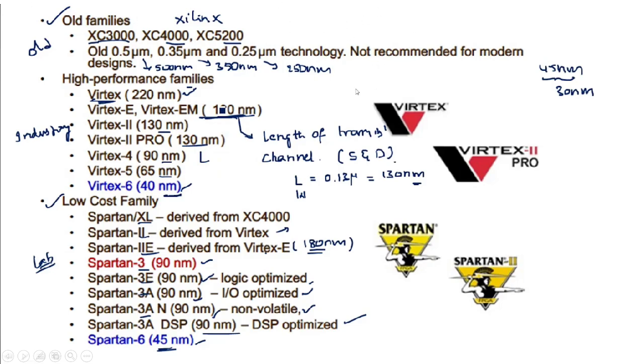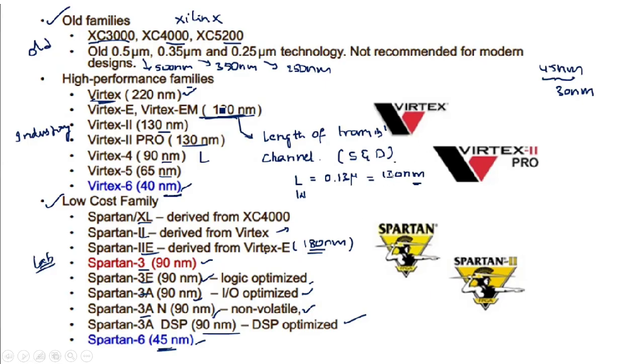High performance families are Virtex, Virtex-E, Virtex-2, Virtex-2 Pro, Virtex-4, Virtex-5, Virtex-6. Here the channel length will be 100 nanometer, 130 nanometer. I told you the channel length is the distance between source and drain, which is 0.13 micrometer, 130 nanometer. These are the Virtex families.